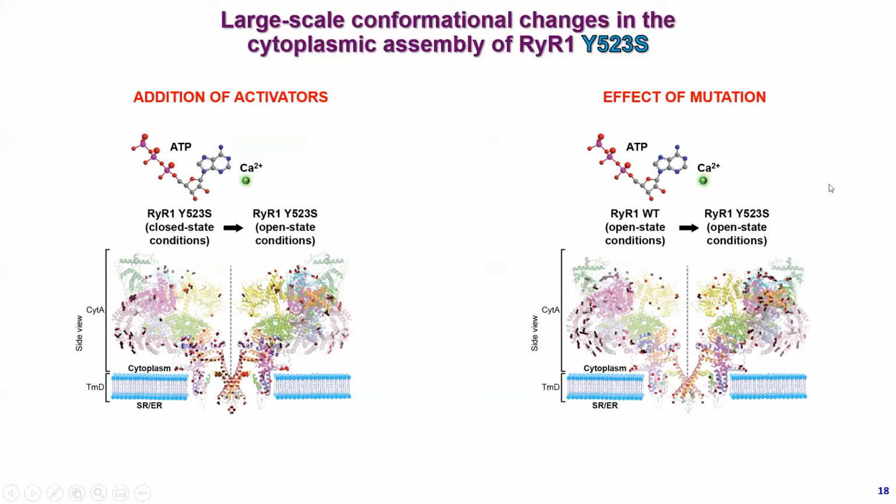Comparing the wild type and the mutant channel, both under open state condition in the presence of activators, ATP and calcium, shows that the mutant channel undergoes further movement as compared to the wild type channel, both in the cytoplasmic assembly as well as in the transmembrane.